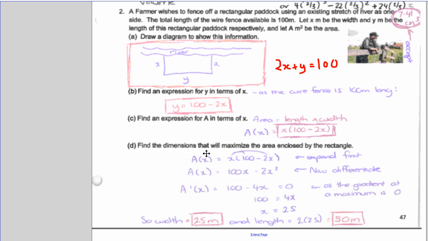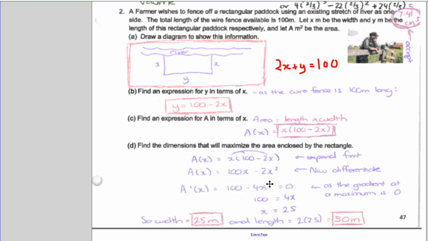Remember, before we do the calculus, before we find the gradient function, we need to expand first. That's what I've written here, expand first. x times 100 gives you 100x. x times negative 2x gives you negative 2x squared. So this is still the original function, A of x. Now we're going to differentiate. We're going to find the gradient function. So A dash x equals, that's an x term, so it just becomes the coefficient, 100. And then 2 times negative 2 is negative 4x. Subtract 1 from the exponent, you get x to the power of 1.